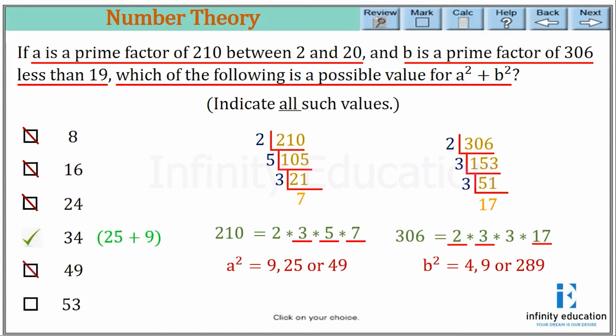Same, 49 I cannot get, because A square I can have 49, but then B square is 0, which is not possible. And the last one, 53, again possible, because if I consider A square as 49 and B square as 4, 49 plus 4 we are getting as 53. So we are getting option E also as an answer.